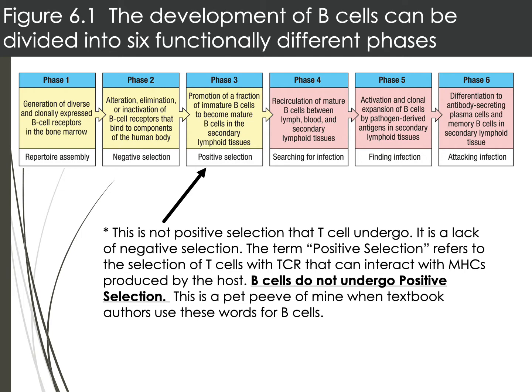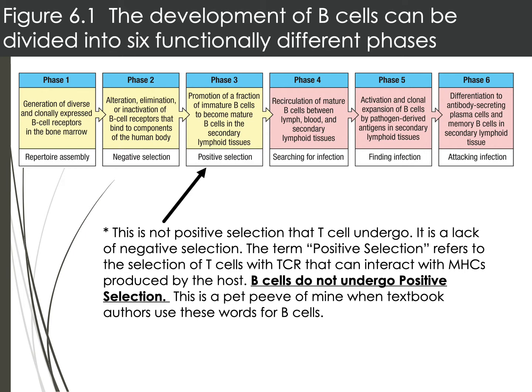Okay, as I go through this, I just want to note in phase 3, the textbook calls this positive selection, or has it labeled as positive selection. This is a pet peeve of mine because there is a process called positive selection that we use with T cells, and this ends up causing a lot of confusion for students. So their use of positive selection is the counter of negative selection here. So it is not the term positive selection. So if you see on the exam a question about positive selection, it is not referring to B cells because B cells do not undergo positive selection.